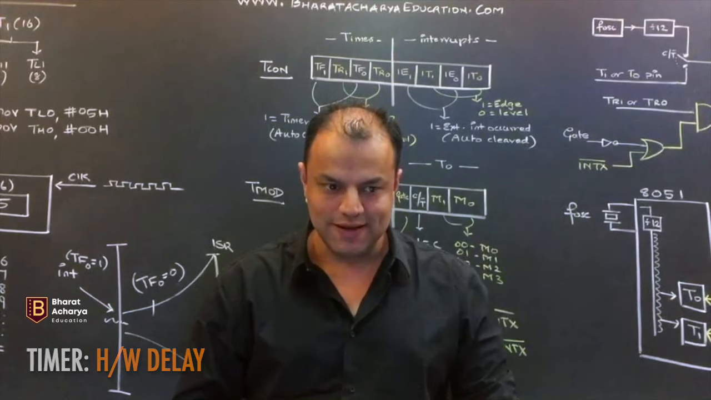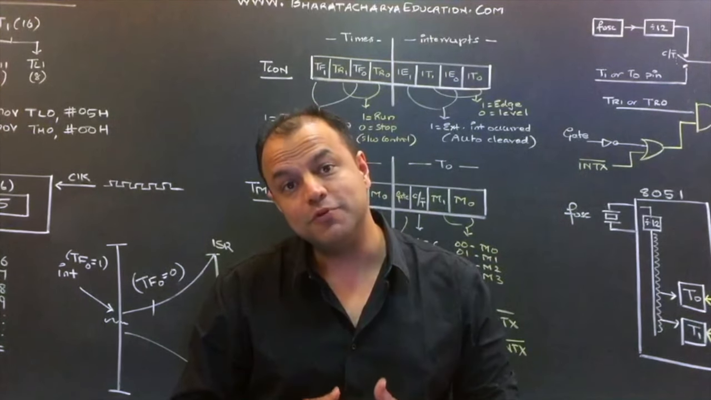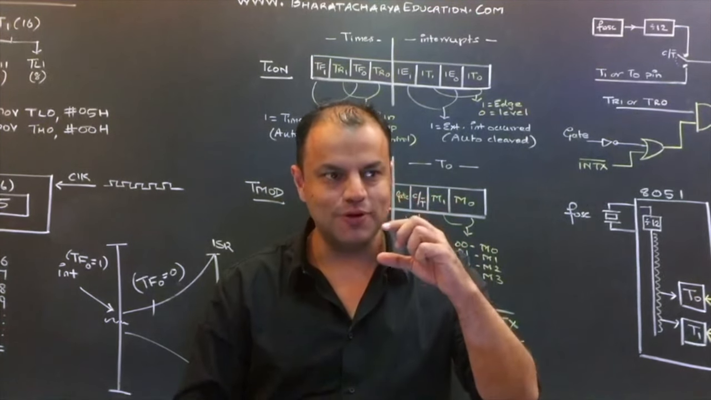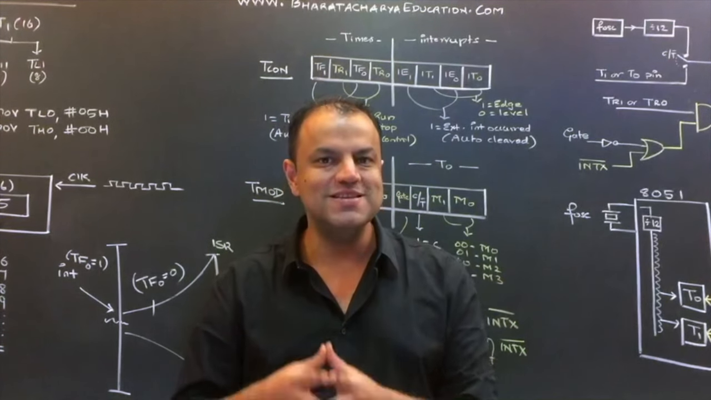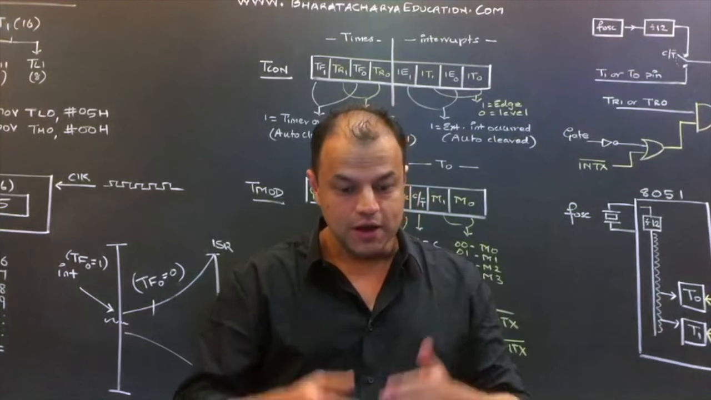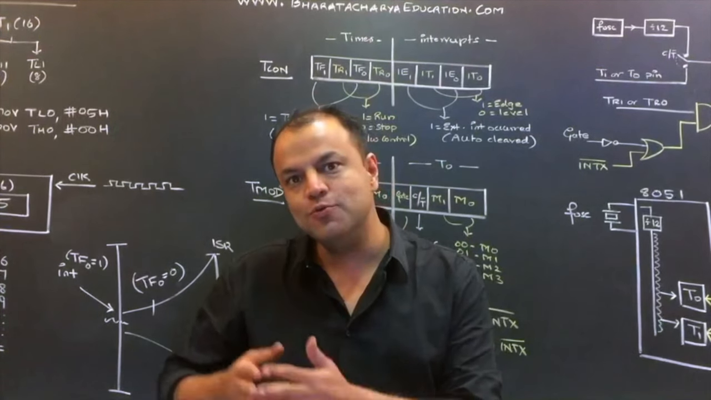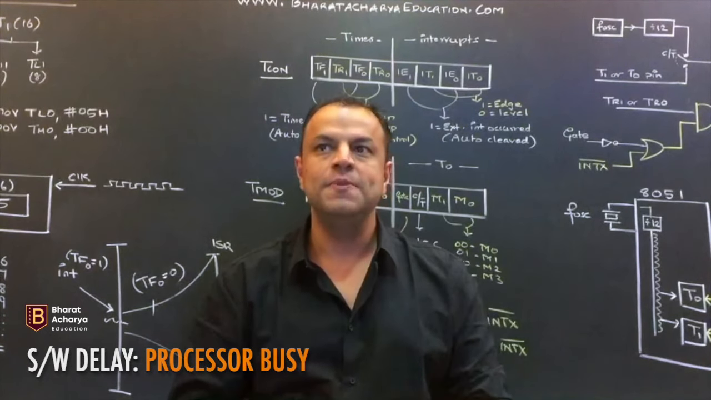A software delay is cheaper, but it involves the processor. If I write a loop, who is going to execute that loop? The processor. So the processor itself is used to produce the delay. That means during the delay, the processor can do nothing else because it's itself involved in making the delay.